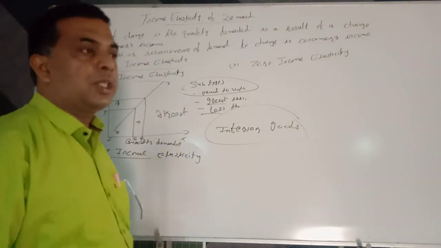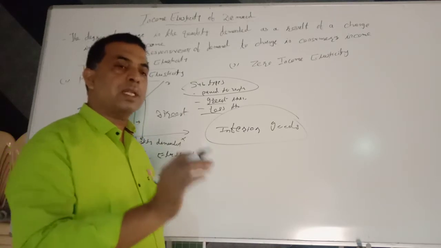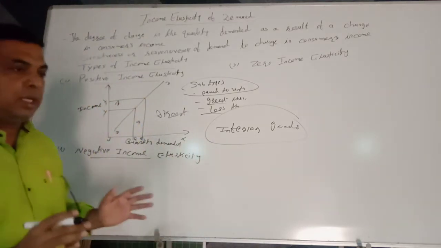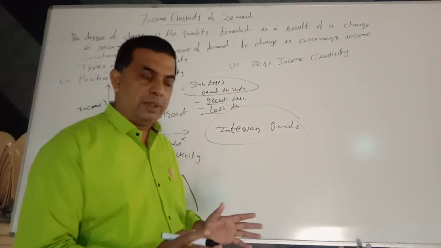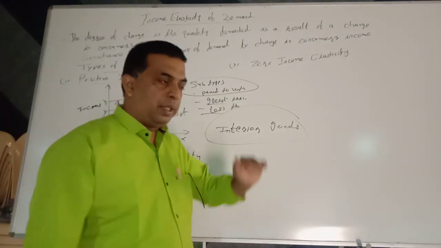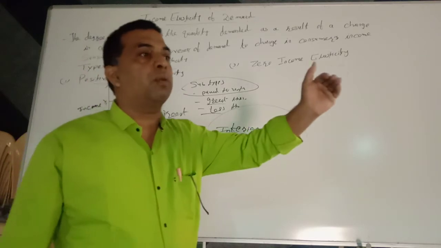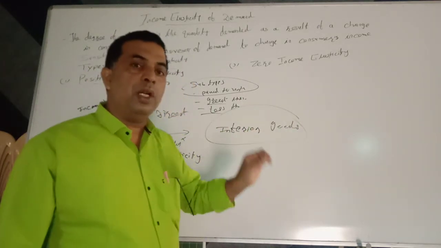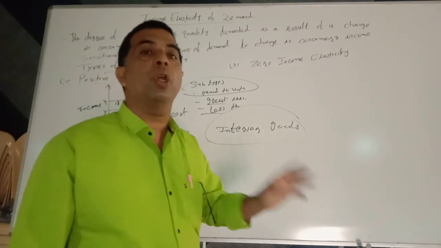Inferior goods are generally consumed by the poor section of society. So what happens when the income of poor people increases? They will switch over to better quality products. They will not purchase inferior goods in more quantity.